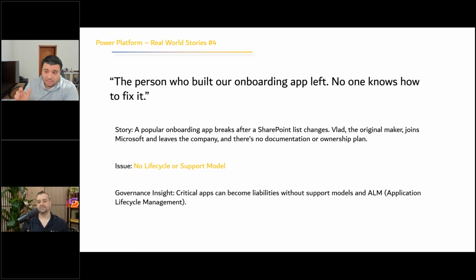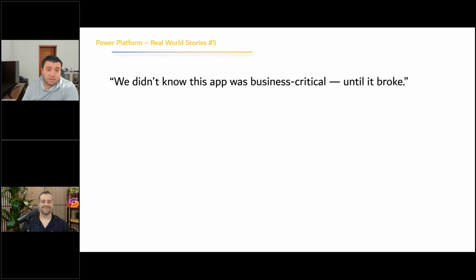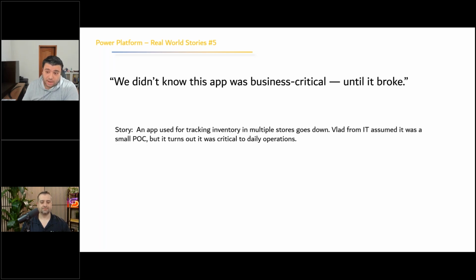And finally, and this is the last of the top 5, is the following. We didn't know that this app was business critical until it broke. A story: an app used for tracking inventory in multiple stores goes down. Vlad from IT assumed it was a small proof of concept, but it turns out that it was critical to daily operations. I'm happy to be back in the IT department, first of all.